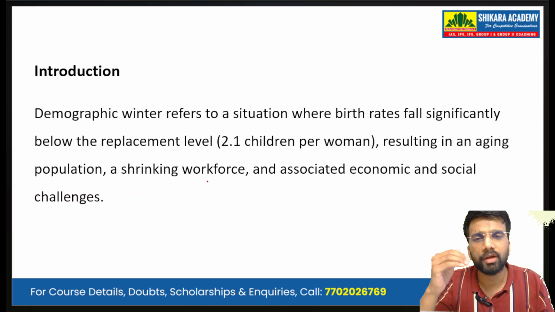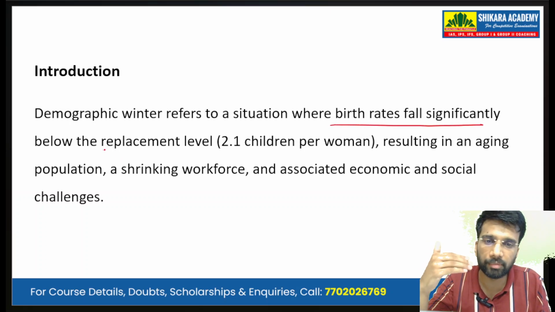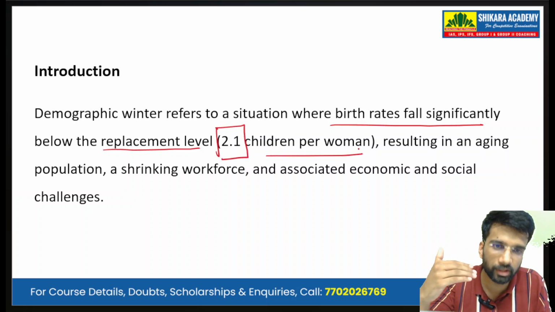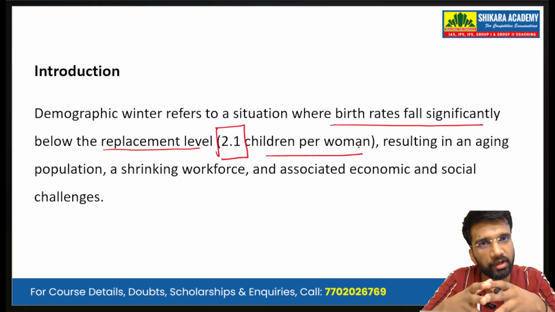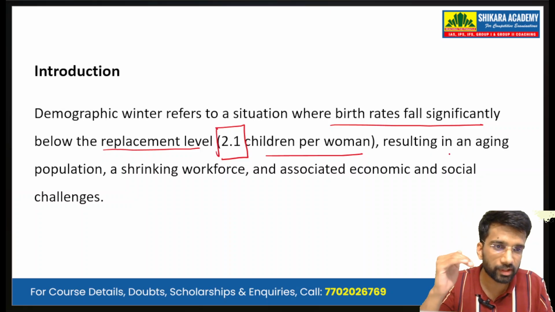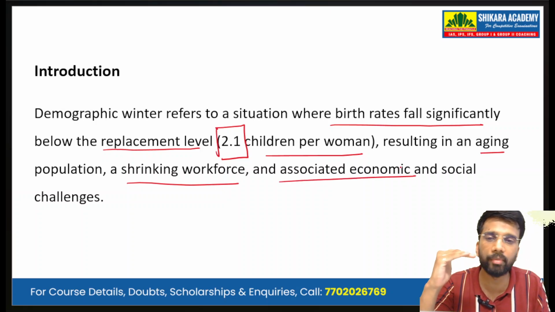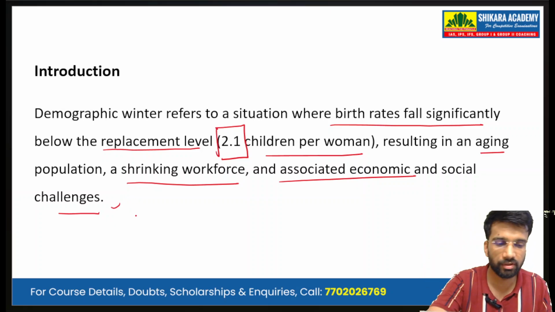Now, introduction. The demographic winter refers to a situation where birth rates fall significantly below the replacement level. And what is the replacement level? So 2.1 children per woman is the replacement level, or the total fertility rate should be 2.1 in order to replace the entire population. Now this results in an aging population, a shrinking workforce, and associated economic and social challenges. So this will be our introduction.